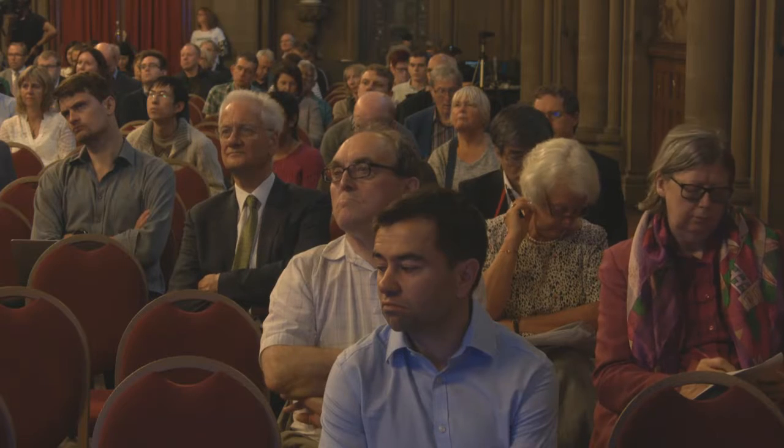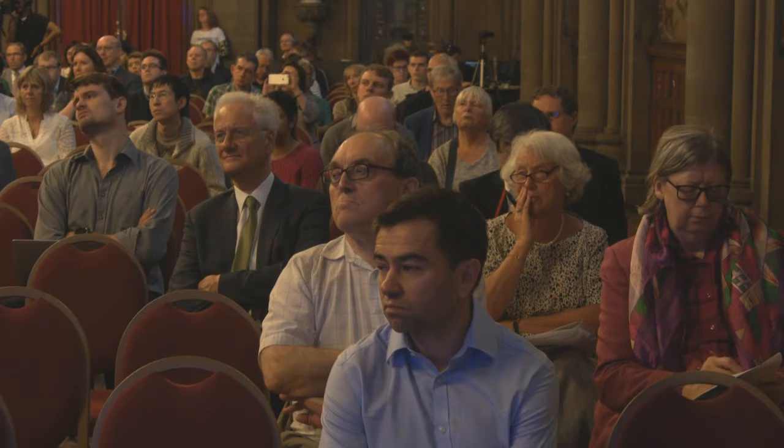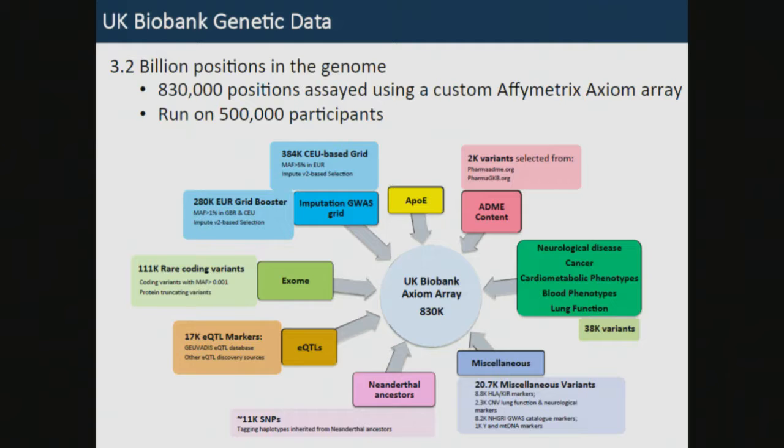And so the approach that Biobank took was to measure 830,000 positions, and they did that in collaboration with a company called Affymetrix, who designed a genotyping assay called an Axiom array, and this was run on all 500,000 people. What this slide shows is how those 830,000 positions were selected. A committee was brought together to pick these positions. A large chunk of the positions on this set were chosen somewhat to uniformly spread throughout the genome.